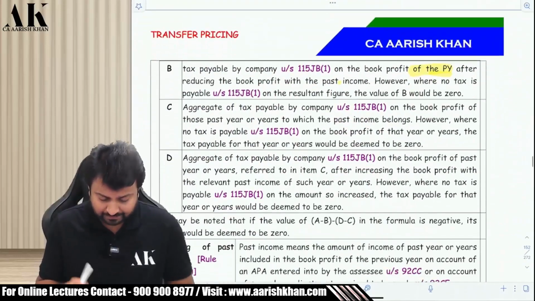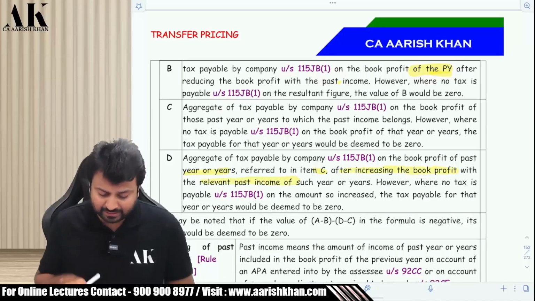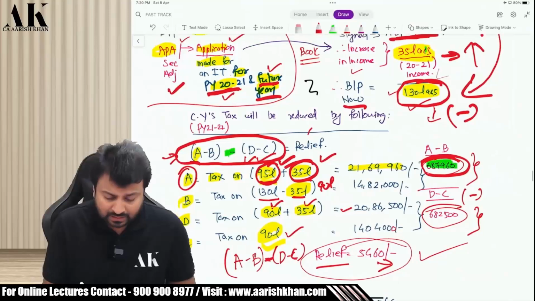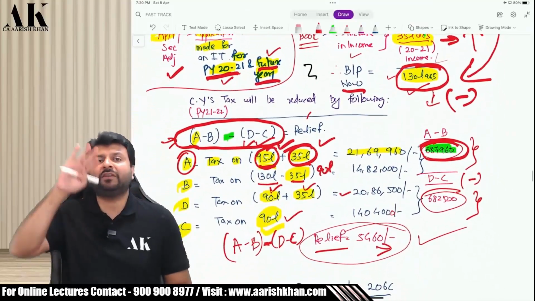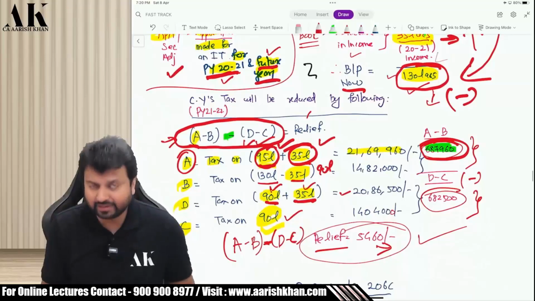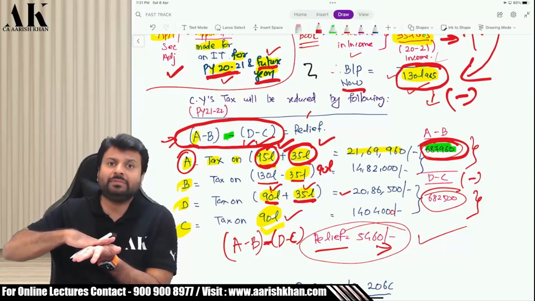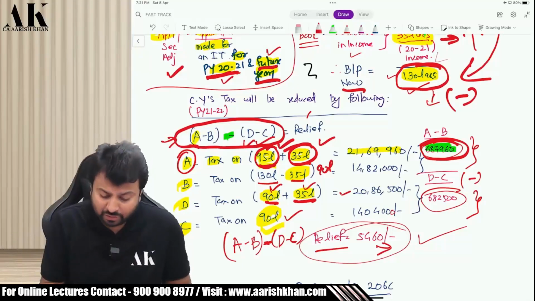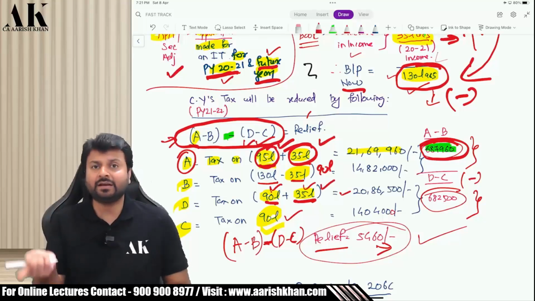So what is D? Aggregate of tax payable by the company on the book profit of the past years, referred to in item C, after increasing the book profit with the relevant past income. So now you are supposed to compute past year's income, that is 90 lakhs plus past year's profit. So 90 lakhs you will add 35 lakhs, that is past year's profit. Earlier you were adding the increased income in the current year profit. Now you are going to add the increased income in the past year profit.